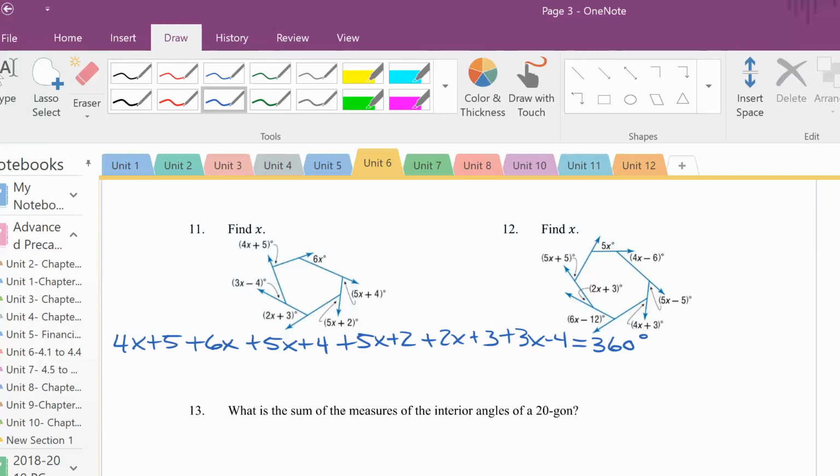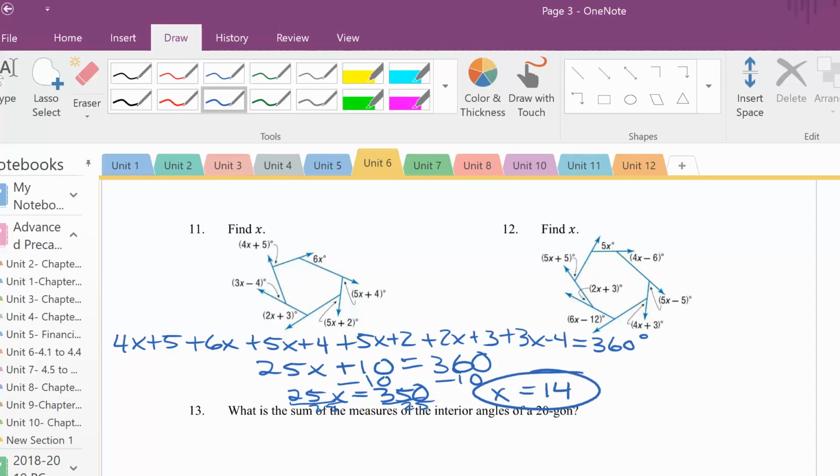So then you add the like terms together and you get 25x + 10 is equal to 360. So then you subtract 10, and 25x is equal to 350 degrees. And then you divide by 25, and that gives you that x is equal to 14.